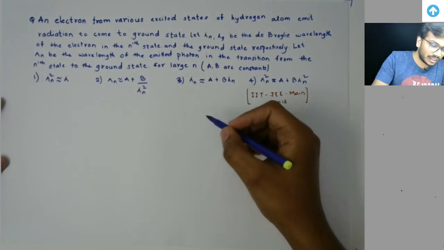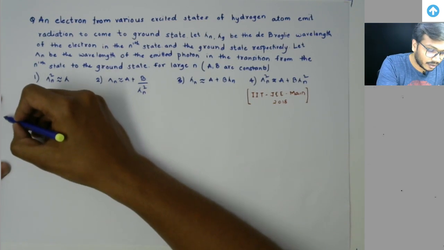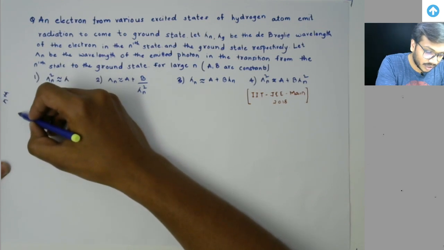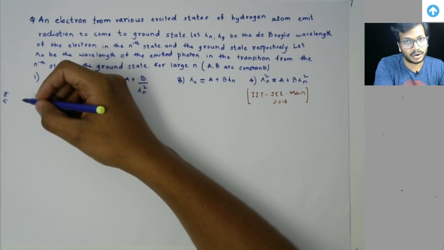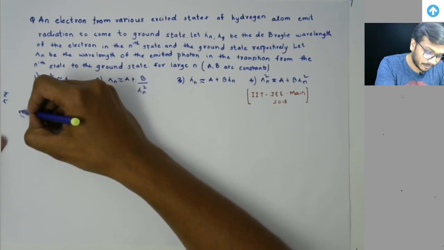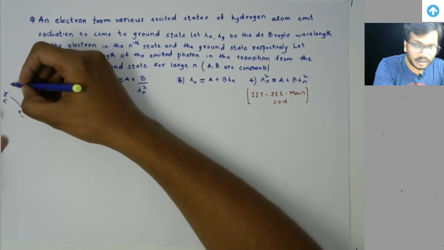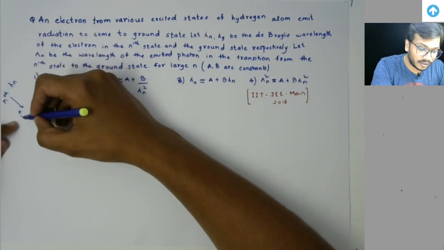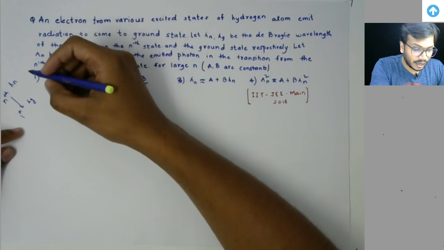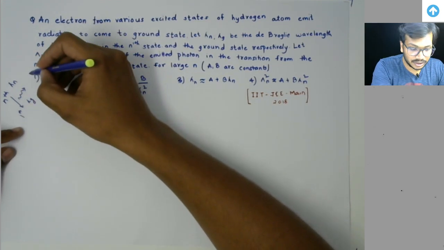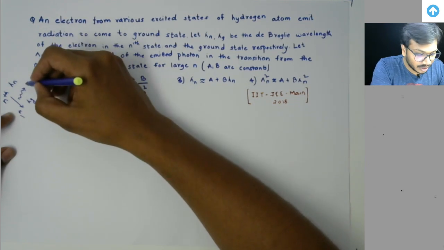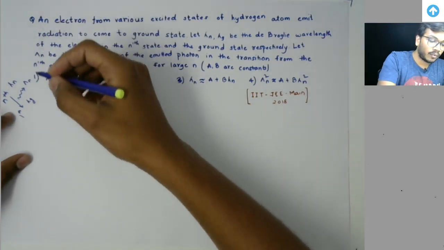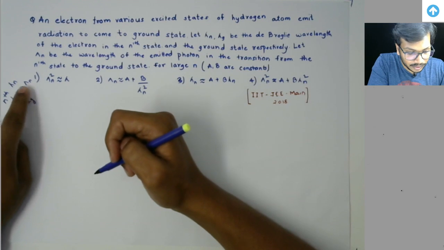So the question says that there's a hydrogen atom, and the electron of a hydrogen atom jumps from the nth orbit to the ground orbit. Ground orbit would be 1, so let's call it the first orbit. So it does this jump, and the de Broglie wavelength at the nth orbital was lambda n, and at the first it is lambda g. In this transition it releases some energy, and this wavelength is given by, this symbol is called tilde, tilde n. What we have to find is the relation between tilde n and lambda n.